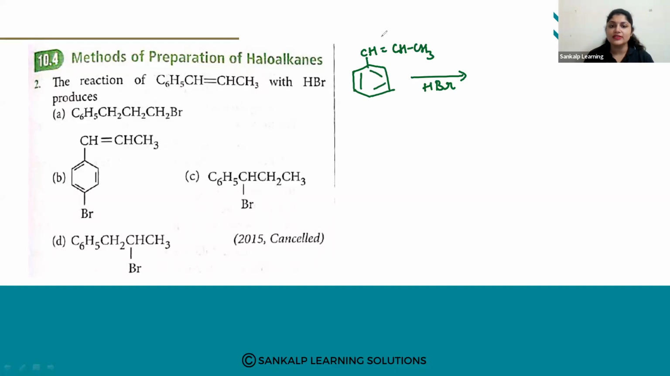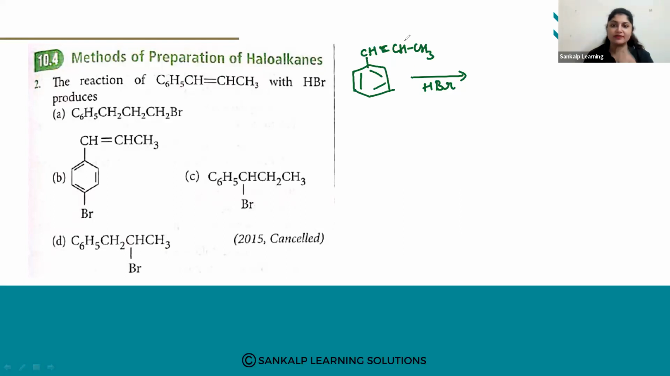So this is what? It is an unsymmetrical alkene, right? Across the double bond there are unequal substituents, one phenyl group. So whenever you have an unsymmetrical alkene, you will follow Markovnikov's rule, right? Markovnikov's rule is that the negative part of the alkyl halide will be added to the carbon having fewer hydrogen atoms.